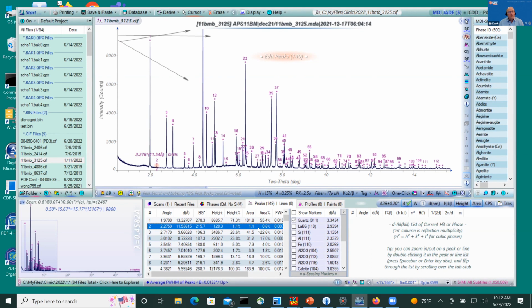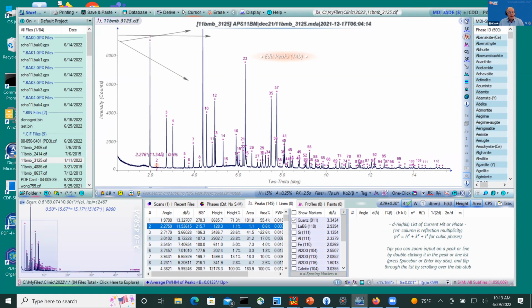Normally, you might tend to ignore the very weakest peaks, say less than 1%, and try to find a unit cell. And then if that unit cell accounts for those peaks, you feel pretty good that they are real. There's always a question about whether you have an impurity or not.